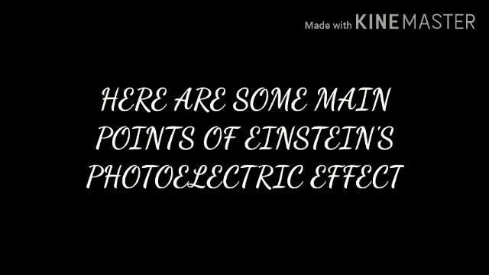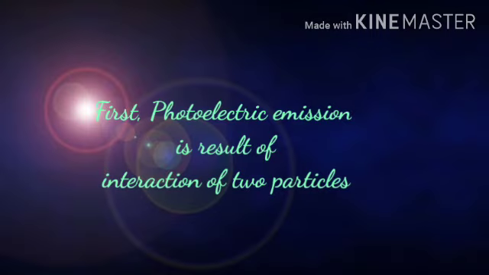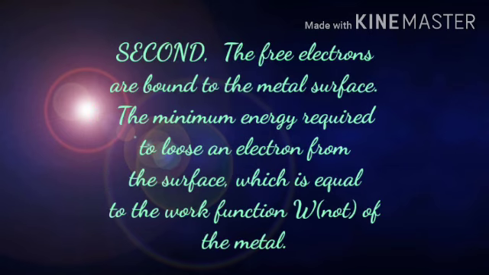Here are some main points of Einstein's photoelectric effect. First, photoelectric emission is the result of interaction of two particles. Second, the free electrons are bound to the metal surface. The minimum energy required to liberate an electron from the surface is equal to the work function W0 of the metal. It means that a metal surface consists of many free electrons.